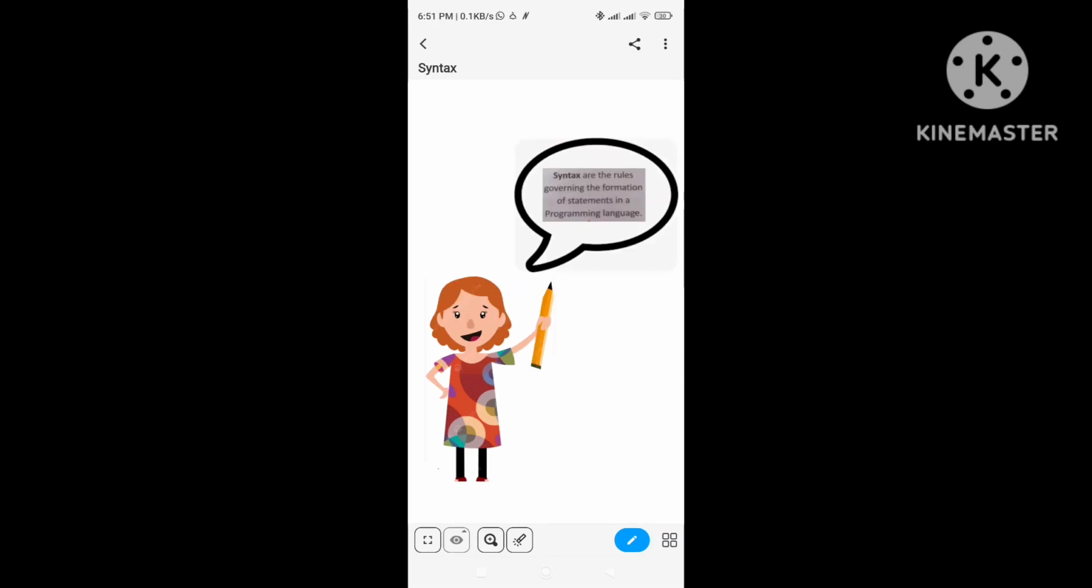Oh, again she wants to share something. Okay, let's see. Syntax is the set of rules governing the formation of statements in a programming language. Like if we speak English, we need to follow some rules. That is called grammar. Grammar in English is like syntax in a programming language. We will study it later when we discuss QB64 or QBasic.